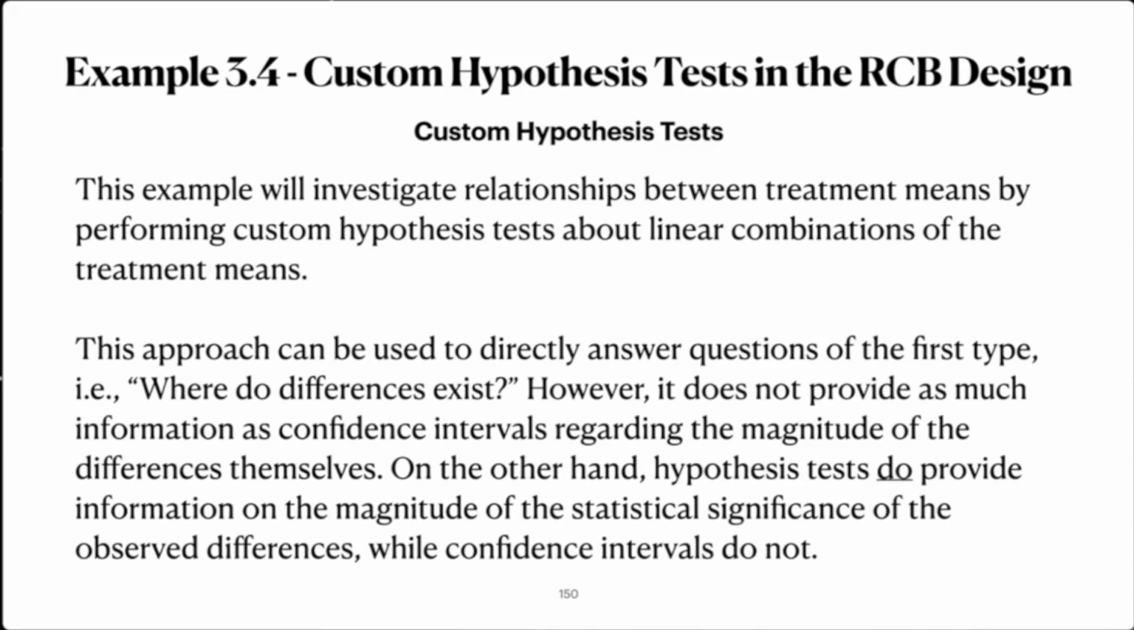In this example, we will investigate relationships between treatment means by performing custom hypothesis tests about linear combinations of the treatment means. Now, this approach can be used to directly answer questions of the first type, that is, where do differences exist? However, it really does not provide as much information as confidence intervals regarding the magnitude of the differences themselves. On the other hand, hypothesis tests do provide information on the magnitude of the statistical significance of the observed differences, while confidence intervals do not provide that kind of information.